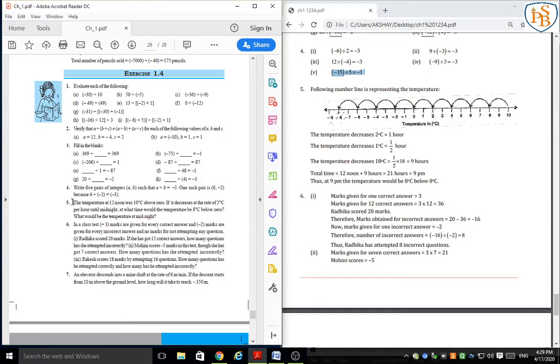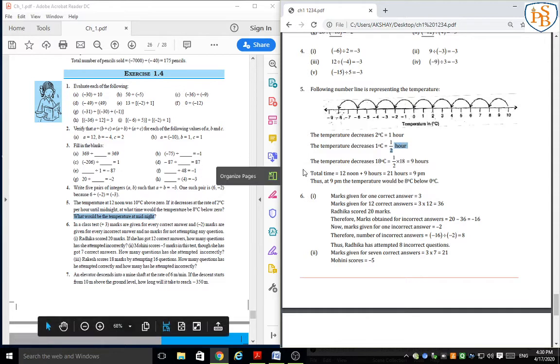Question number 5, the temperature at 12 noon was 10 degrees Celsius above 0. If it is decreased at the rate of 2 degrees Celsius per hour until midnight, at what time would the temperature be 8 degrees Celsius below 0? What would be the temperature at midnight? Look here carefully. The temperature decreases 2 degrees Celsius in 1 hour. The temperature decreases 1 degree Celsius in half an hour.